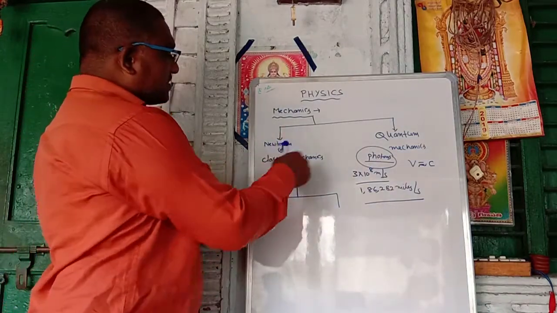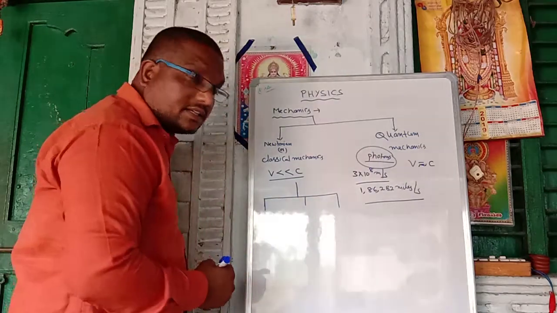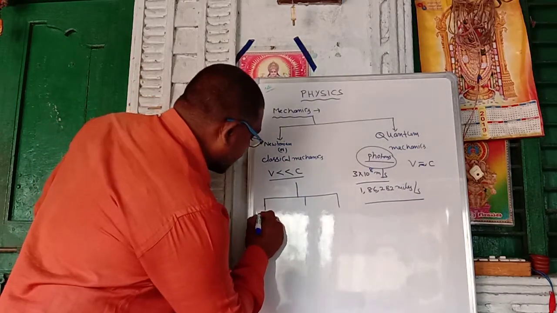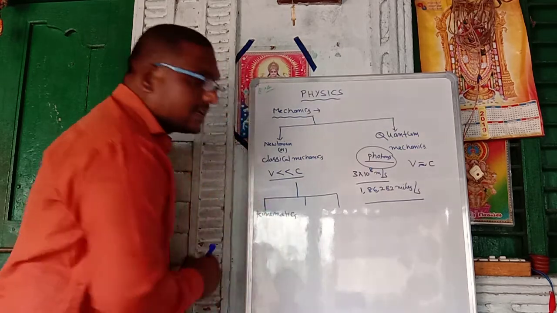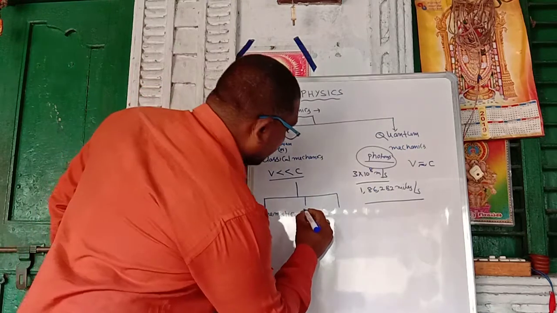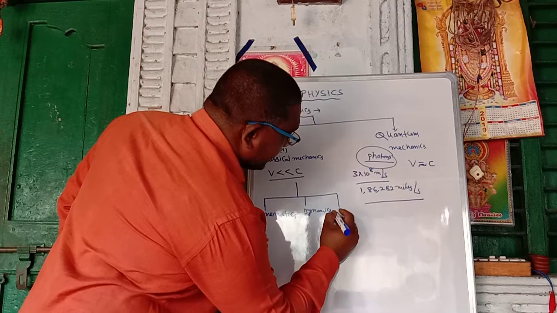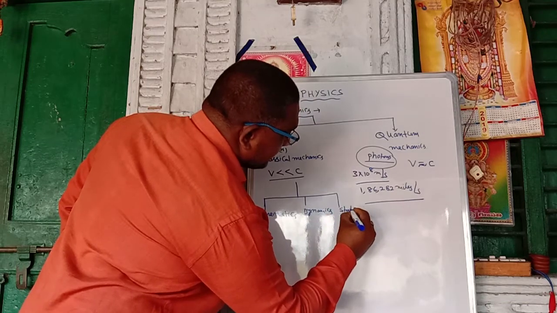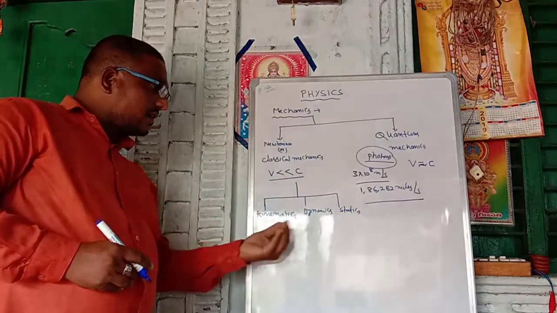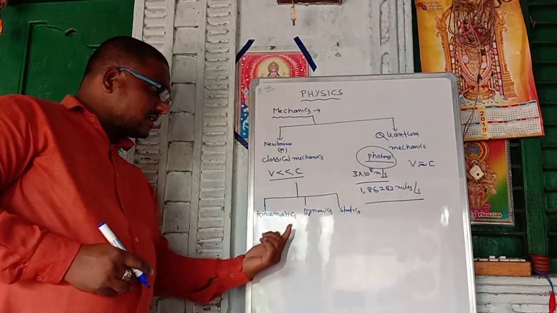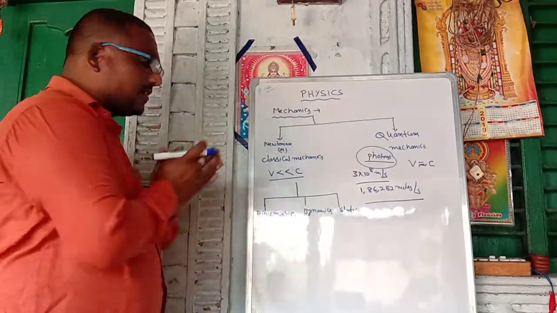Now coming to this one, Newtonian mechanics is further divided into three categories. Number one is kinematics, number two is dynamics, and number three is statics. So classical mechanics is divided into three parts: kinematics, dynamics, and statics. First we discuss kinematics.